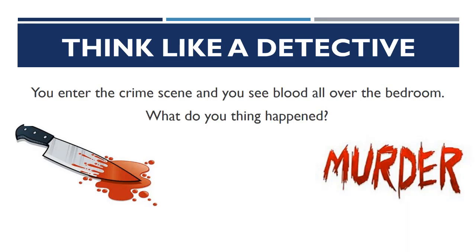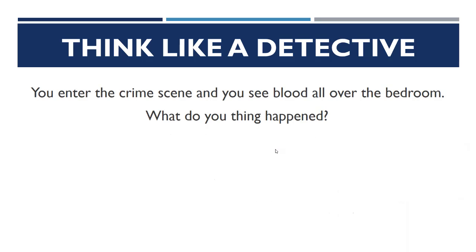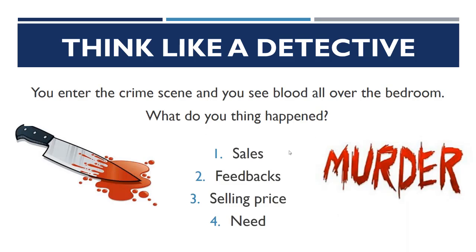Now, for the detective, his clue, his sign was the blood, right? He sees the blood, and then he understands it was a murder. Our blood is sales, feedback, selling price, and need. Okay, the first clue for us as a detective is sales. We see a lot of sales, we are interested, we want to check it. Okay.